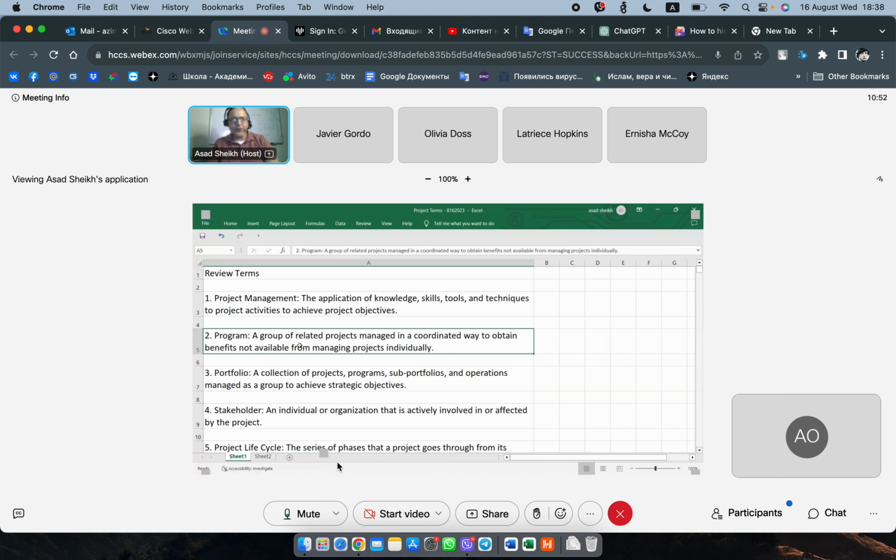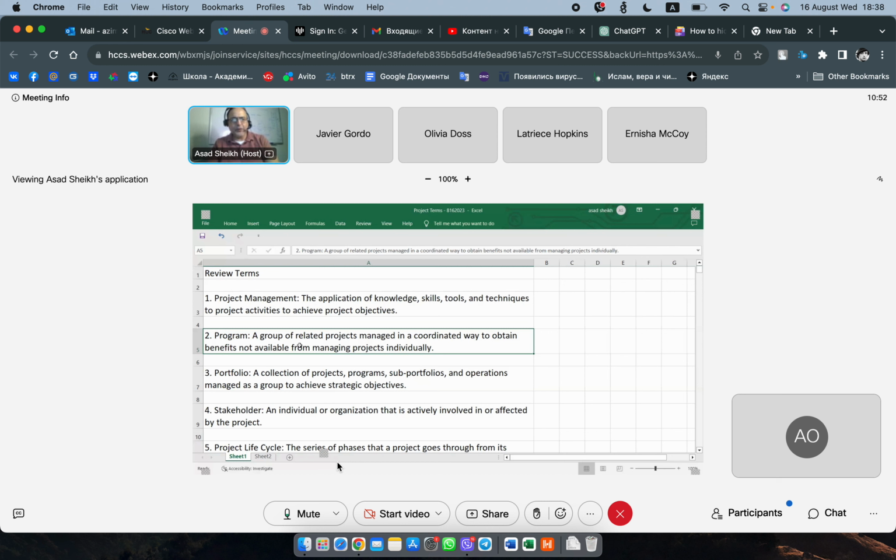So that's that. Portfolio is a collection of projects, programs, and sub-portfolios and operations managed as a group. So portfolio is a bucket in which you have projects, programs, for the most part, and that's one way for management to go to one place to see how they're doing as a portfolio of elements of these assets that folks are working on. So portfolio is that entity. Moving on, stakeholder, an individual or organization that is actively involved in or affected by the project. Stake in the ground.